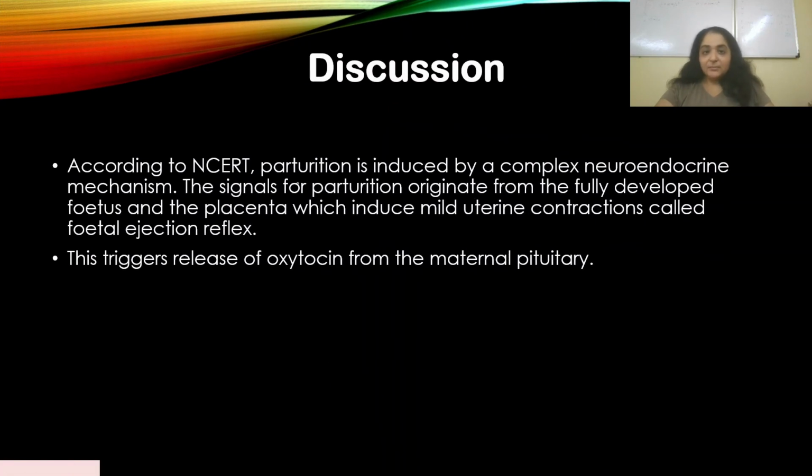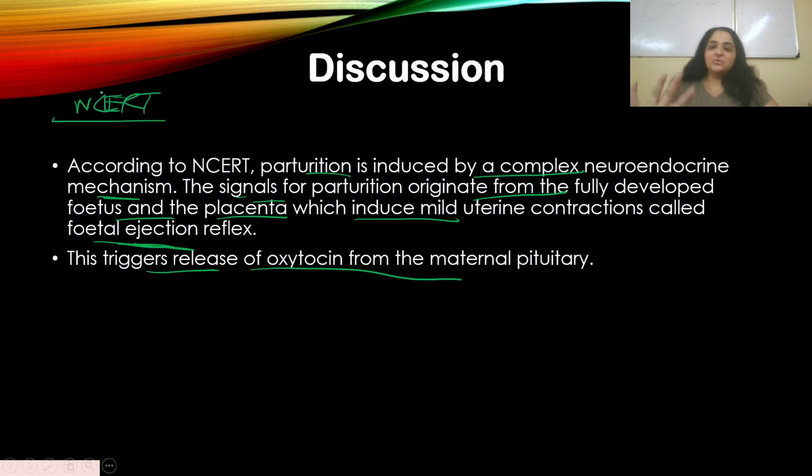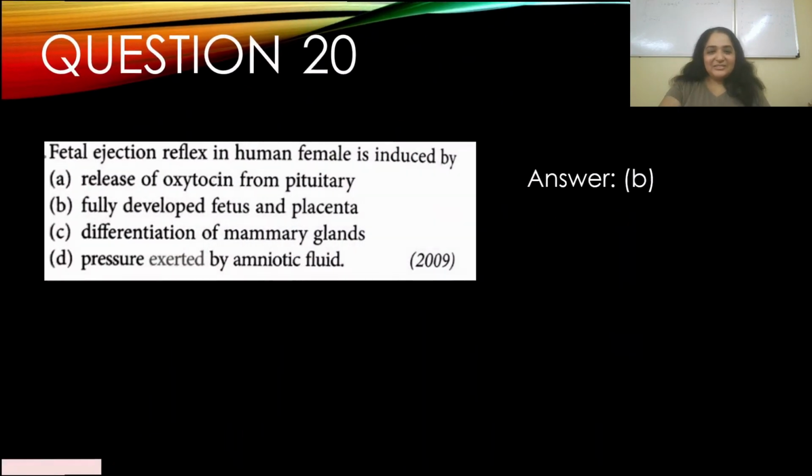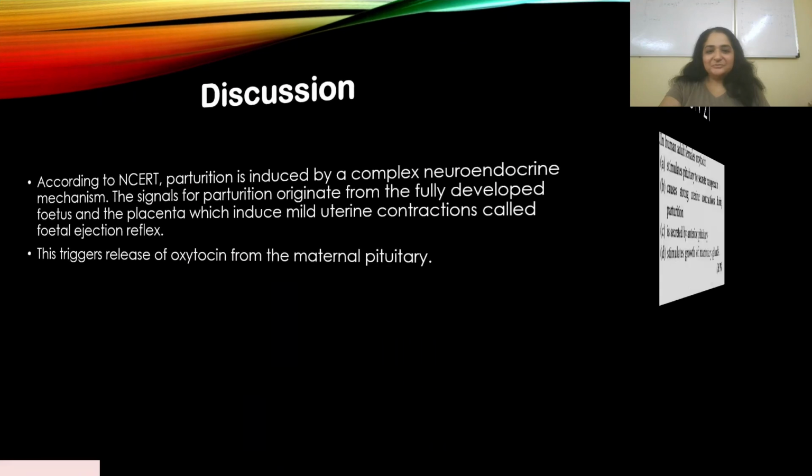Now, according to NCERT, parturition is induced by a complex neuroendocrine mechanism. And now you know what neuroendocrine mechanisms are happening, right? The signals for parturition originate from the fully developed fetus and the placenta, which induce mild uterine contractions called the fetal ejection reflex. Now, this triggers the release of oxytocin from maternal pituitary. This is taken from NCERT. It is clearly stated here, and I've already explained what those complex neuroendocrine mechanisms are. Along with that, there are some mechanical factors also involved. I already explained that, and now you can answer this question pretty easily. Yeah, let's move on.